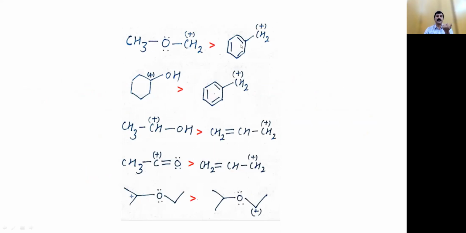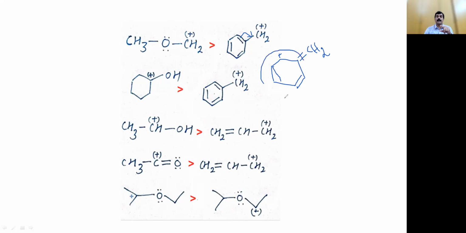Why is benzyl less stable when compared to this one? Even though it will have more resonance structures, resonance structures alone are not the criterion. While you are writing resonance structures, this will lose its aromaticity. Look here. Once you write the resonance structure, I am taking this one, so naturally you will get a positive charge here.